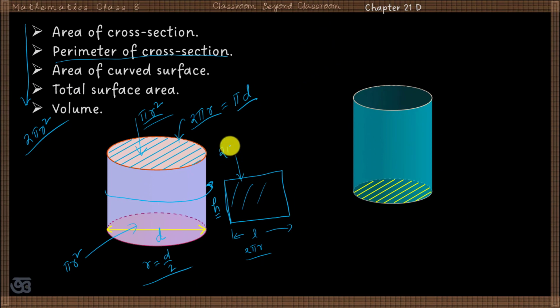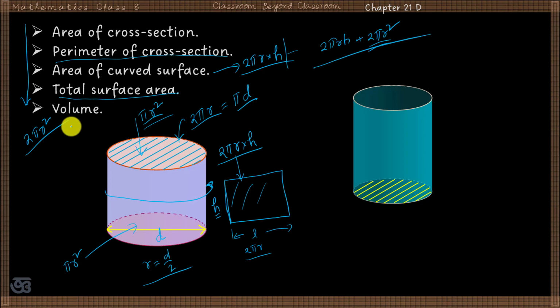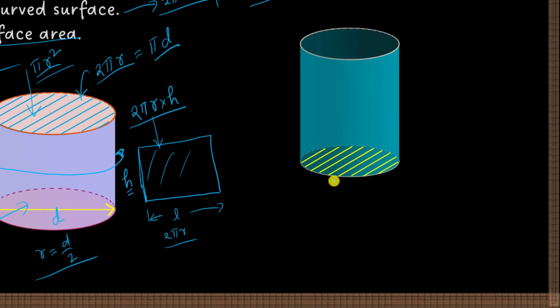Now what is the area of the curved surface? That is equal to length, which is twice pi r, multiplied by breadth, and in this case the breadth is equal to the height of the cylinder. So the area of the curved surface is equal to twice pi r multiplied by the height of the cylinder. Now what is the total surface area of the cylinder? Total surface area is twice pi r h plus twice pi r square, the area of the two base faces of the cylinder. Now the volume of the cylinder. The volume of the cylinder is equal to the cross-sectional area pi r square multiplied by the height of the cylinder, which is h. So this is the volume of the cylinder: pi r square, the area of the cross section of the cylinder, multiplied by the height of the cylinder.